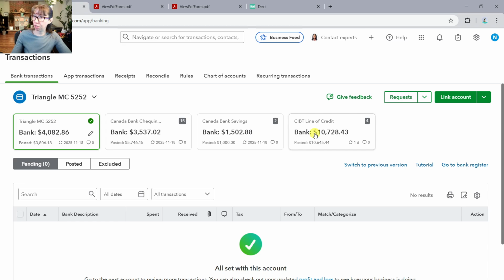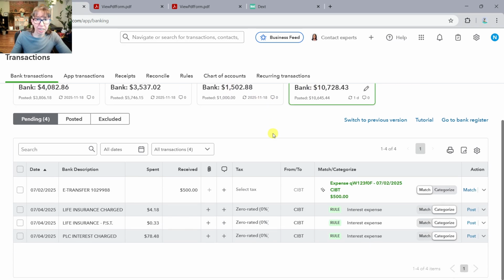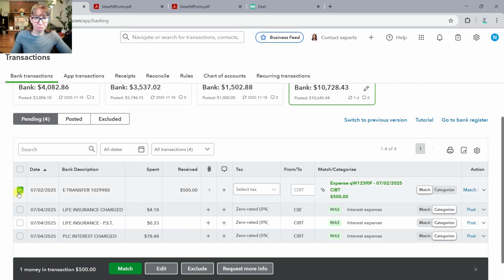I'm going to do the line of credit next. Taking a look at the line of credit, we can see July 2nd there's an e-transfer received, and we've put in that expense on July 2nd. If you remember, we used Dext to put in that e-transfer. So instead of it being a transfer, it's entered as an expense entry, but it was still moving funds from the Canada Bank checking over to the CIBT line of credit. So I'm going to check that one off.